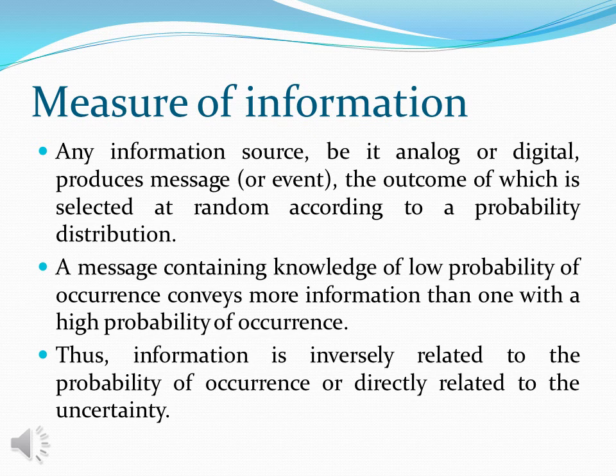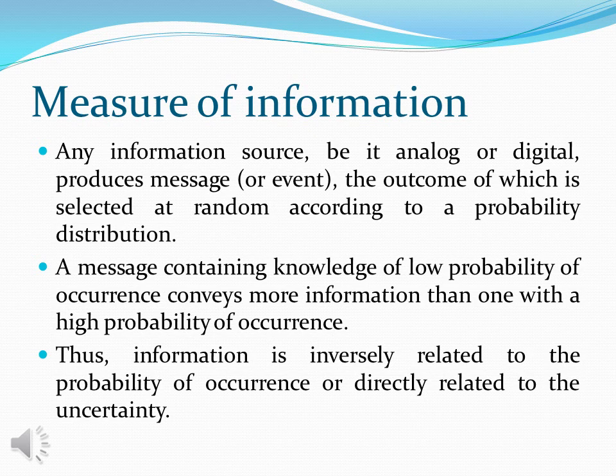We are talking a lot about information. Now what is information? Any information source, it might be analog or digital, produces messages or events, the outcome of which is selected at random according to a probability distribution. So a message containing knowledge of low probability of occurrence conveys more information than one with a high probability of occurrence. And we can say information is inversely related to the probability of occurrence or directly related to the uncertainty.